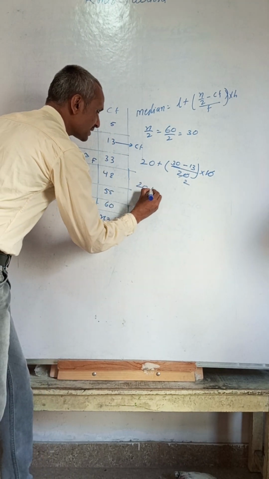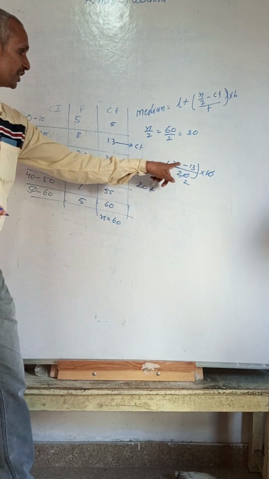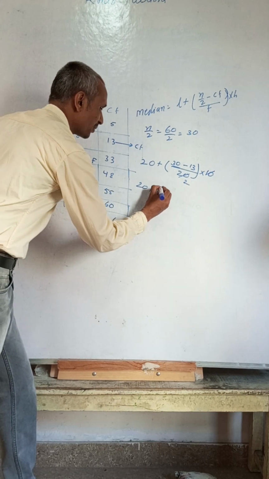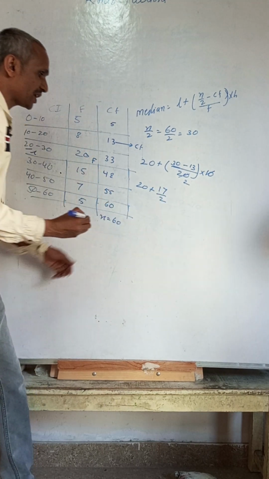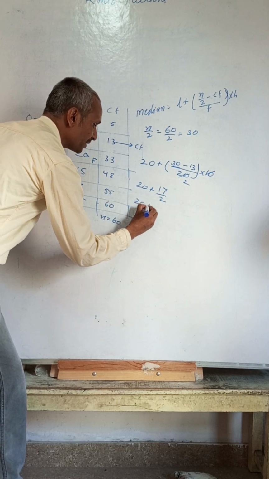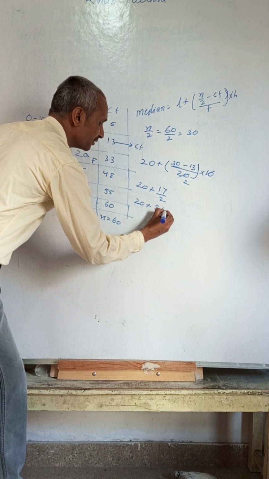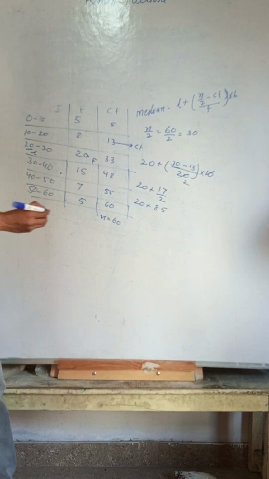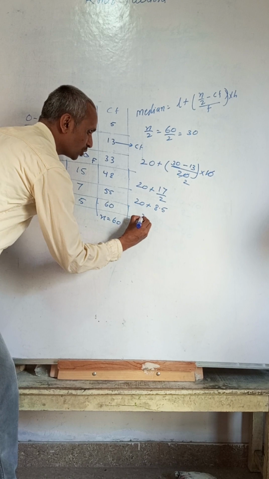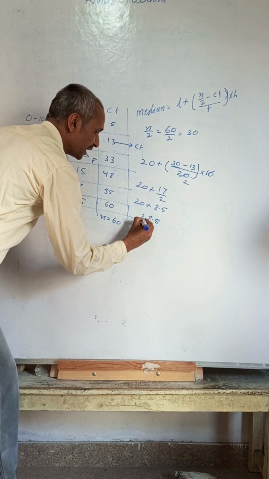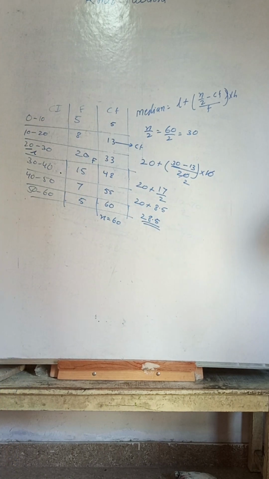Okay. So 20 plus 30 minus 13 is equal to what? 17 by 2. 20 plus 17 by 2 means 8.5. 20 plus 8.5 is equal to 28.5. And that is the median for the given data. I hope you understand it.